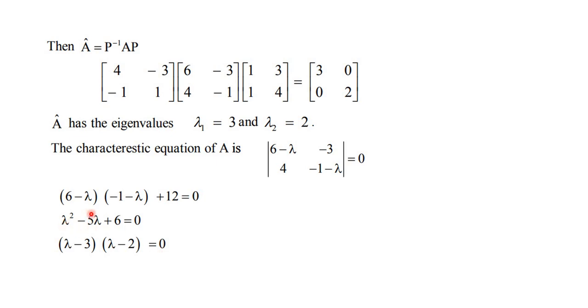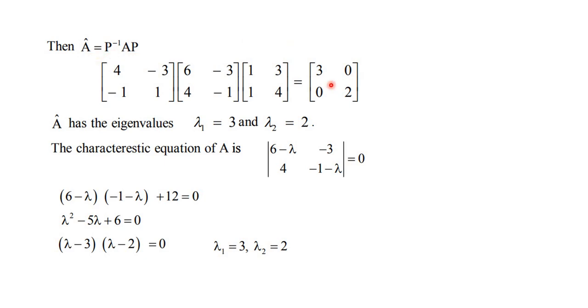Okay. So here minus 5 is the sum and the product is 6. So we take minus 3 and minus 2. So (lambda minus 3)(lambda minus 2) equal to 0. So lambda 1 equal to 3 and lambda 2 equal to 2. So the eigenvalues of the matrix A are lambda 1 equal to 3 and lambda 2 equal to 2. And we calculate A cap as A cap is equal to P inverse A P.